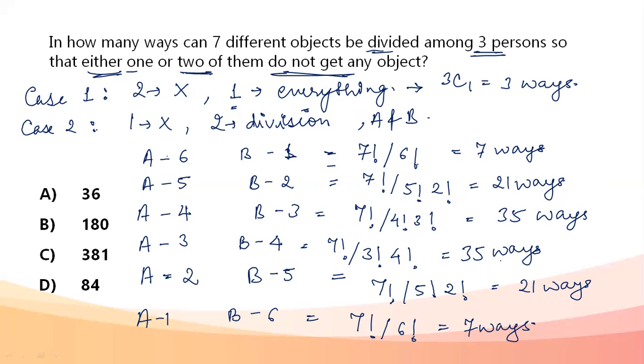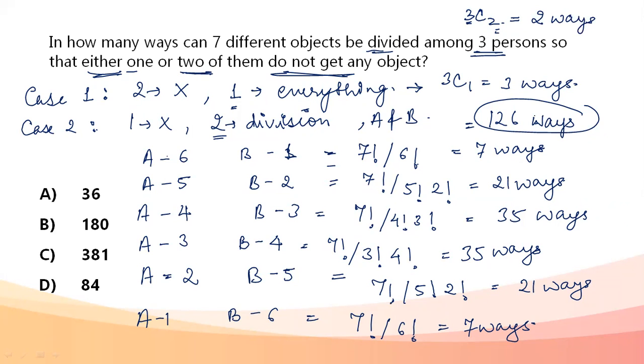So the total number of ways for case 2 becomes 126. When we add all of this, 7 plus 21 plus 35 plus 35 plus 21 plus 7, this becomes 126 ways. But right now, this is just the division of objects between A and B. I have to select these two people also. Out of the three people, the two among whom everything is going to be divided will be selected in 3C2 ways.